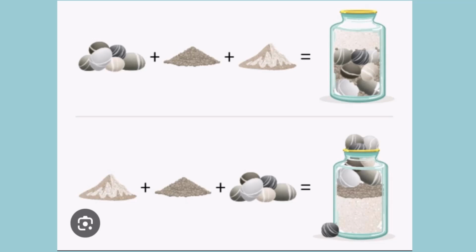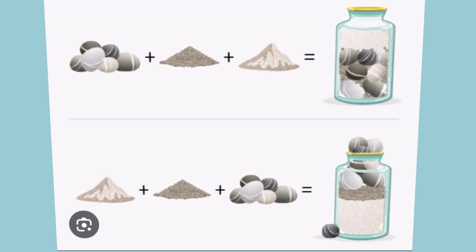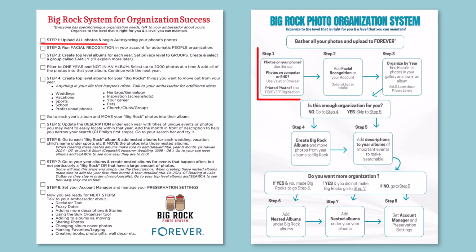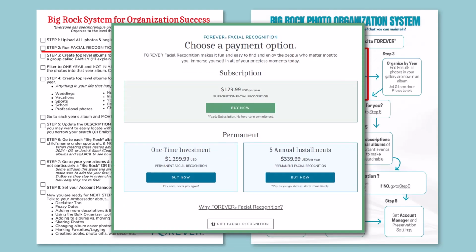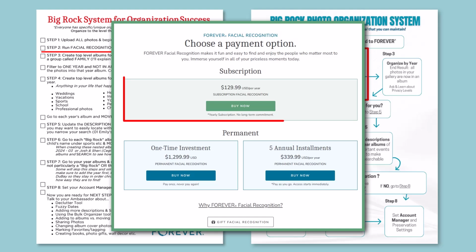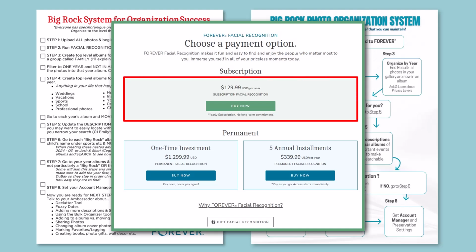And one of the things that she has you do in the instructions, let me go ahead and get out to that instructions image, is after you add all your items to the Forever storage, then she recommends adding facial recognition. Now, this may be something that you haven't invested in yet. I would say it's the best $129 you're going to ever spend, especially if you're a Forever storage owner.